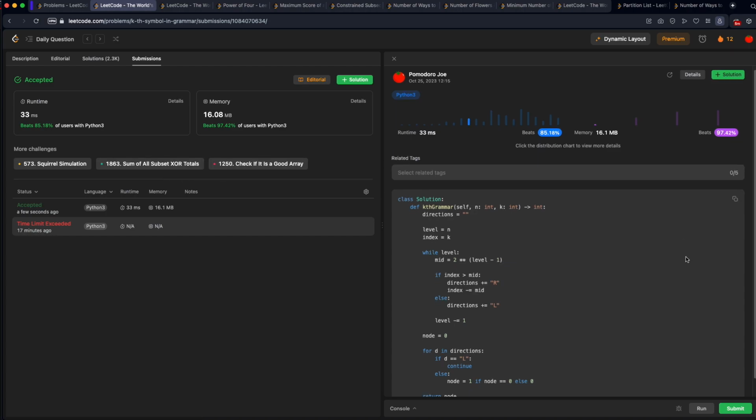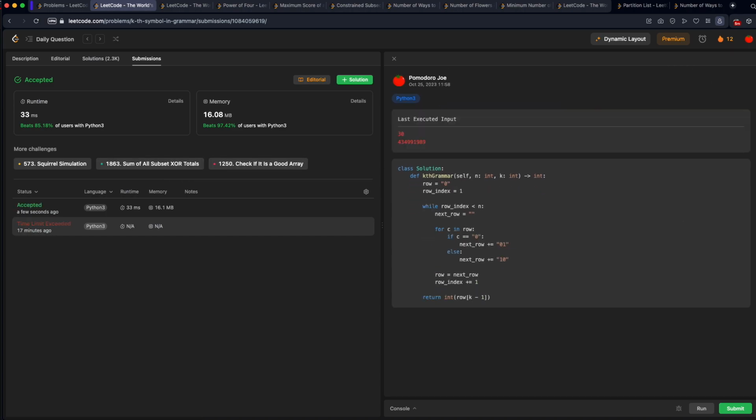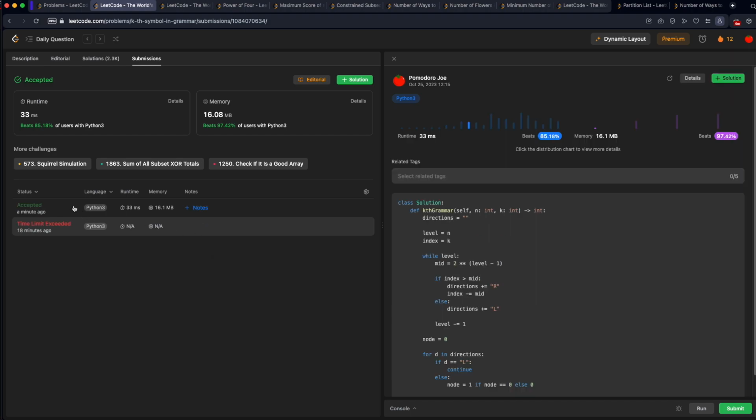All right, let's do a quick review here. In our first attempt at this, we just built up every level. So we had our current level, our starting level, which was 0. Then we just go through every character in our current level, building up our next level. Once we get to the very end, we just find the index, index k, in that level and return the value. Unfortunately, that was too slow and too memory intensive for very large values of n.